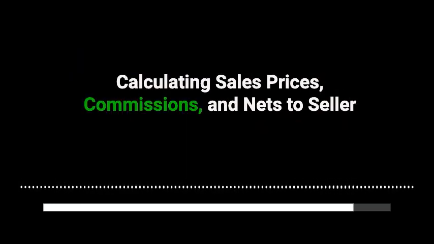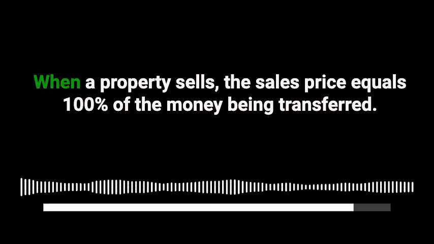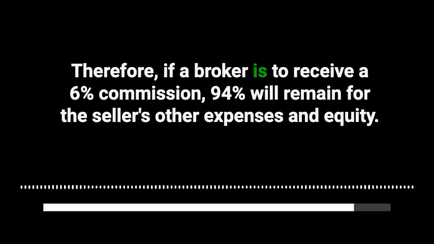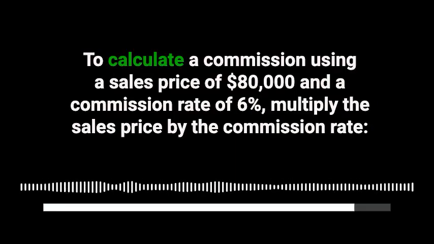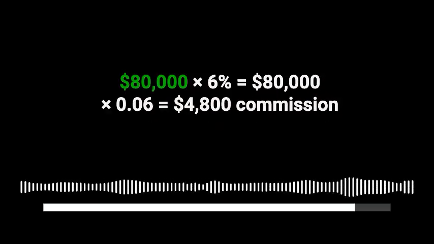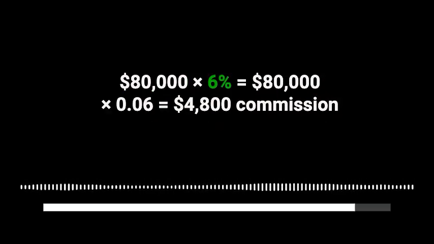Calculating sales prices, commissions, and nets to seller. When a property sells, the sales price equals 100% of the money being transferred. Therefore, if a broker is to receive a 6% commission, 94% will remain for the seller's other expenses and equity. To calculate a commission using a sales price of $80,000 and a commission rate of 6%, multiply the sales price by the commission rate. $80,000 times 6% equals $80,000 times 0.06 equals $4,800 commission.